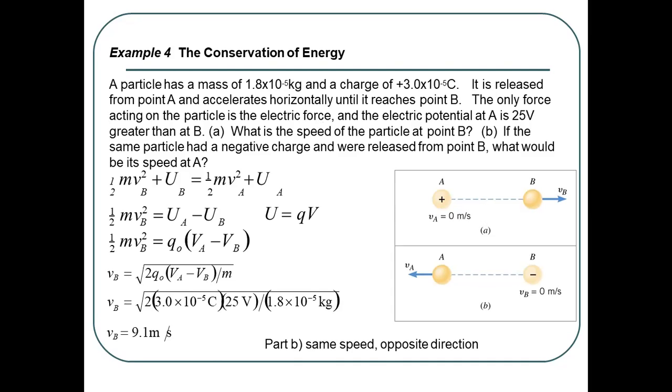For part B, if we consider your A now moving and your B as stationary, or vB is equal to 0 meters per second, they will have the same speed as in letter A, but in the opposite direction.